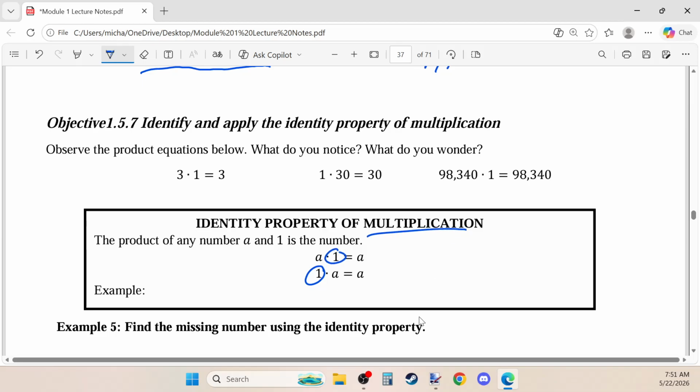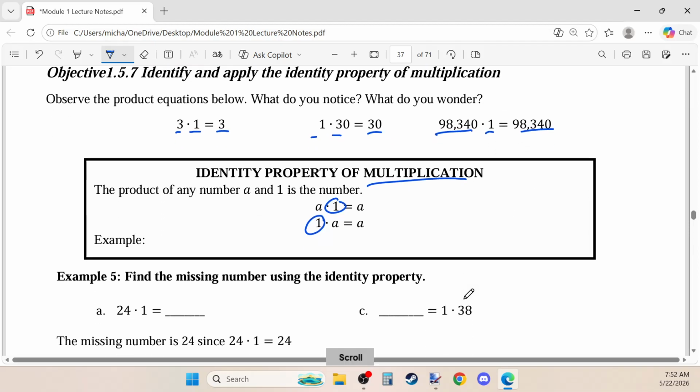The identity property is 1 is an identity for multiplication. In fact, 1 is the only identity for multiplication. Multiplying by 1 does not change the value. 3 times 1 is 3, 1 times 30 is 30. Whatever number you're dealing with times 1 is itself.